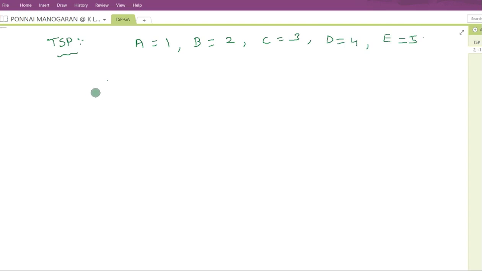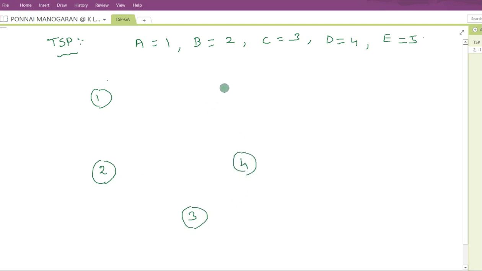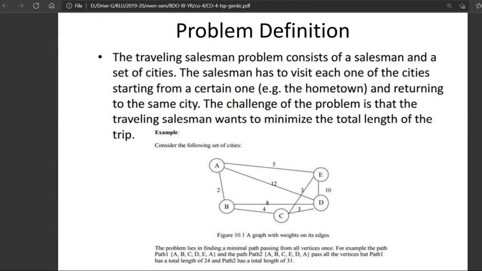Let us represent the graphical structure. Draw 1 and 2, 3, this is 4. So you can see this, there is a path between, and it is a bidirectional path. This is a path length. This is the 12 path length. Similarly here it is 10. You can see from this diagram only we are drawing.